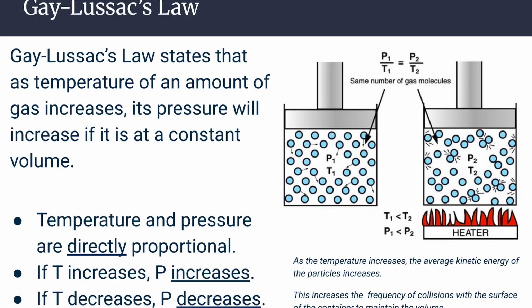And looking at our picture over here, as the temperature increases, those particles are going to be moving around faster. And that means if those are moving around faster in a fixed amount of space, they're going to run into each other more. So then we have more collisions with the surface of the container in order to maintain that volume.